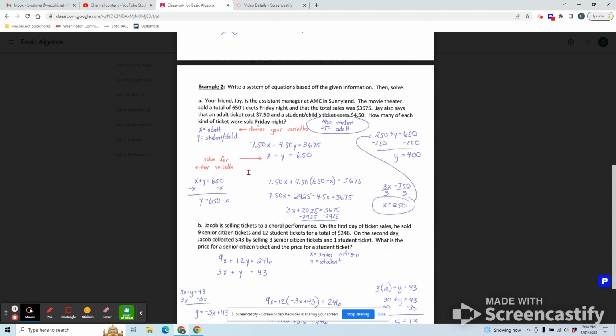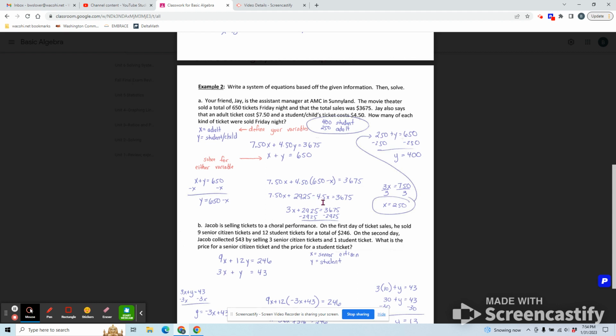I'm choosing to get y all by itself. So I'm going to subtract x from both sides. So I'm going to do minus x, y equals 650 minus x. Now that I have y solved, I'm going to use substitution to substitute that back into my equation and solve. So 7.5x plus 4.5, and instead of a y, I'm plugging in this information. And then I'm going to distribute. I'm going to collect like terms.